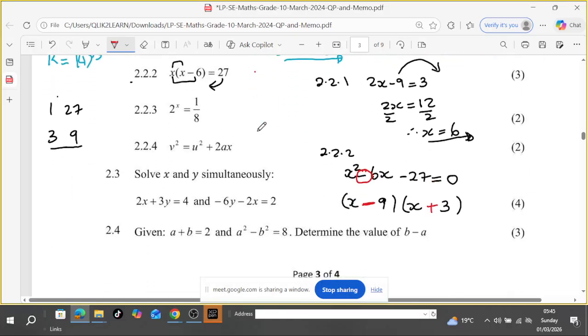So when we solve this, this is equal to 0. We can take the x minus 9 and equate this to 0, or we can take the x plus 3 and equate this to 0. So x is 9, or x is negative 3. Are you happy with that? Yes. Okay.